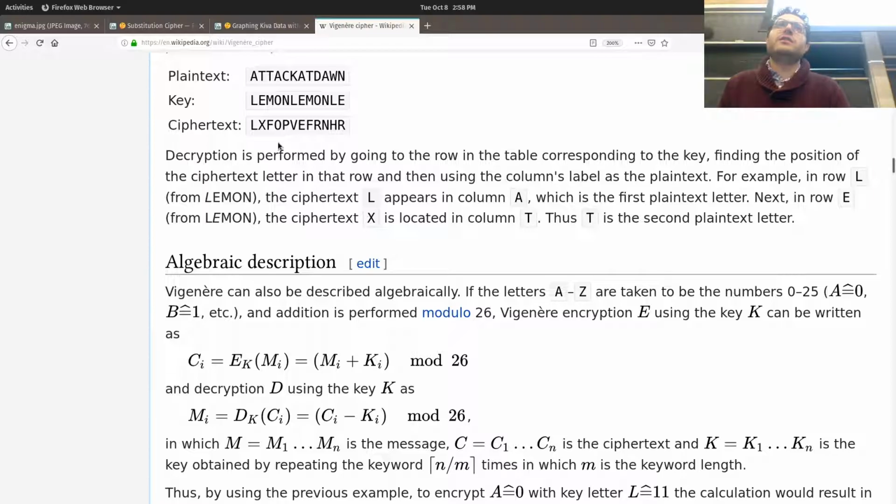If you know, for instance, that basically you are, so this was a very, very common thing in World War II, using what's called a crib, which is that basically you know that the Nazis are going to sign off their messages Heil Hitler.